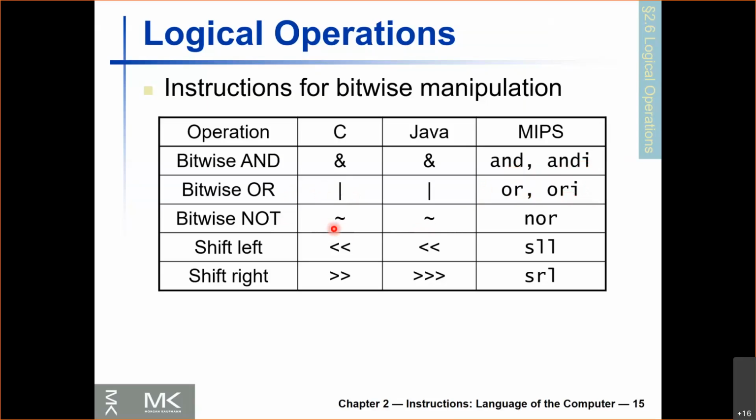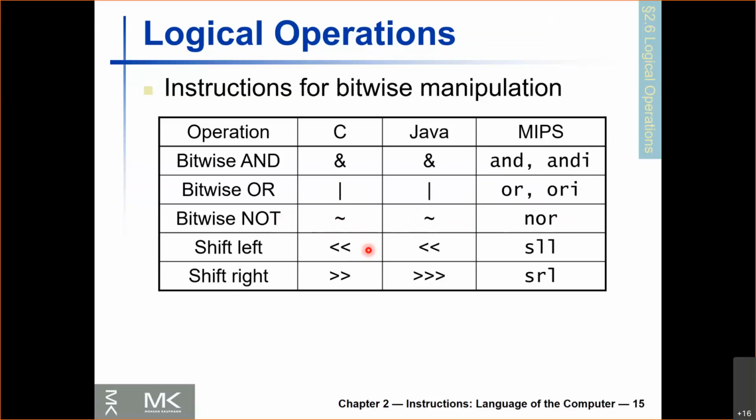So if you want to take a value and invert all the bits in that value, you use the tilde operation in C and in Java. Again, this is different from the exclamation mark. The exclamation mark does a Boolean NOT, so it will take a true value, make it false, take a false value, make it true. This tilde actually inverts all the bits inside of an integer. So here you'll notice that we don't have a NOT instruction, we actually have a NOR instruction. And I will talk later about how we implement NOT using NOR.